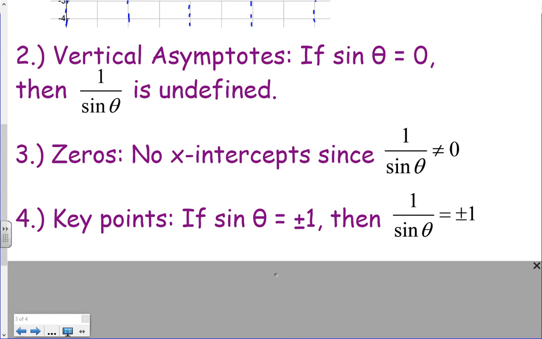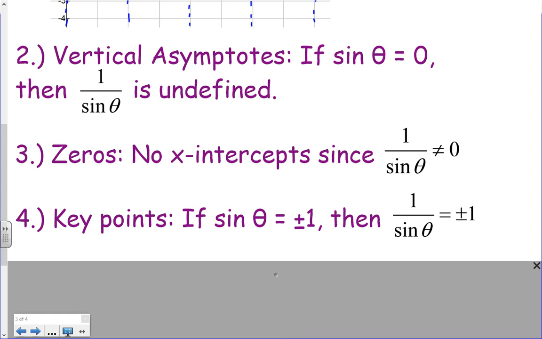And the key points that we're going to consider here is thinking about the sine of theta equaling its upper bound or lower bound. The upper bound of sine is 1. The lower bound is a negative 1. That's the highest and lowest y values that it takes on. That's the endpoints of its range. So if the sine function is equal to the highest point or the lowest point, then that means that 1 over sine, that's cosecant, that's what we're trying to sketch, is equal to the reciprocal of plus or minus 1, which is just plus or minus 1. It's the exact same thing.